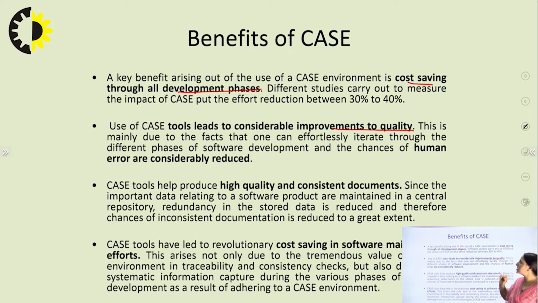We have already discussed this particular point that we always want the software to be a qualitative software. We don't want to compromise with the quality of the software. This is mainly due to the fact that one can iterate through the different phases of the development, and the chances of human errors are considerably reduced. So it is something which is going to improve the quality of the software.